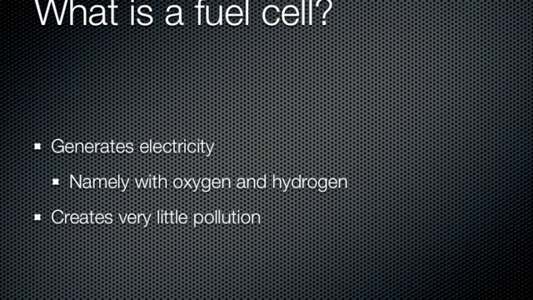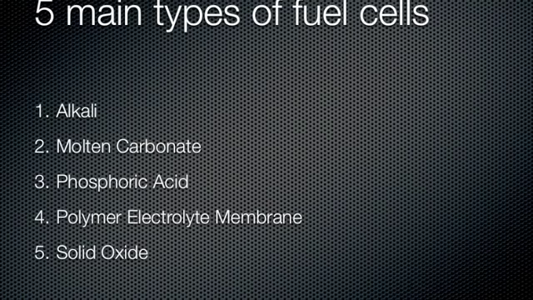What is a fuel cell? A fuel cell generates electricity, namely with oxygen and hydrogen, and it creates very little pollution. There are 5 main types of fuel cells. First one is the alkali. Second one is molten carbonate. Third one is phosphoric acid. The fourth one is polymer electrolyte membrane. And the fifth is solid oxide.